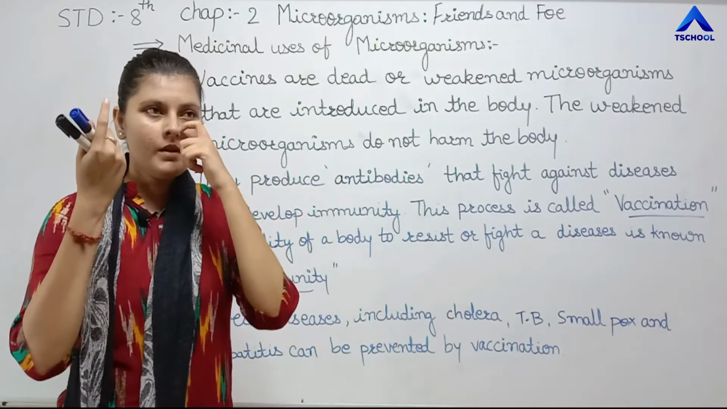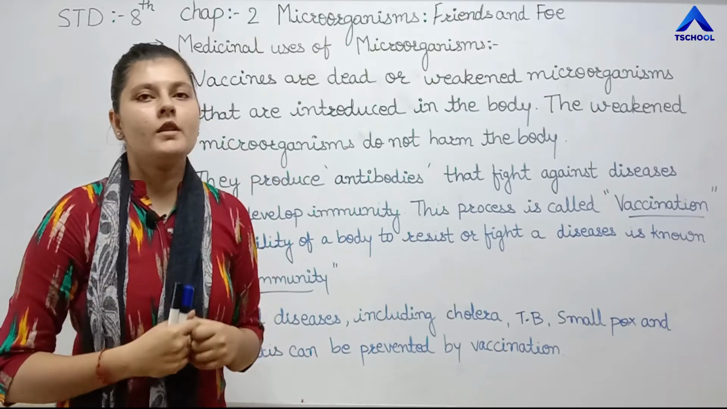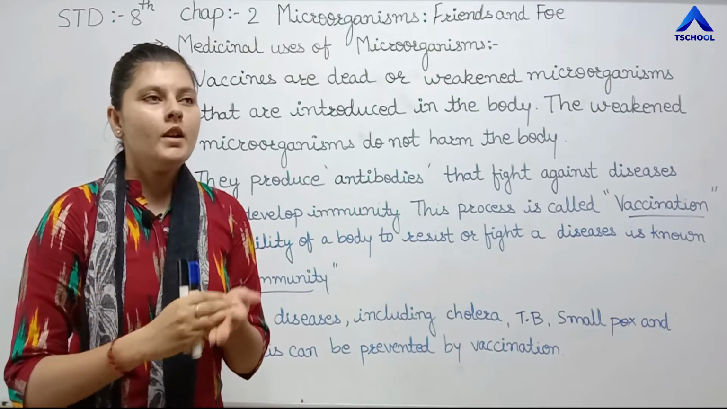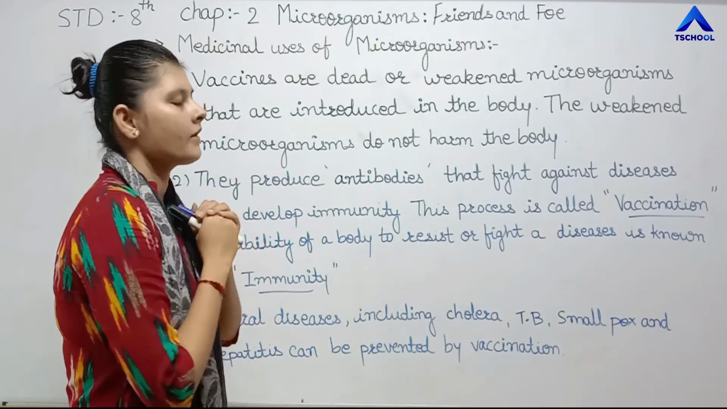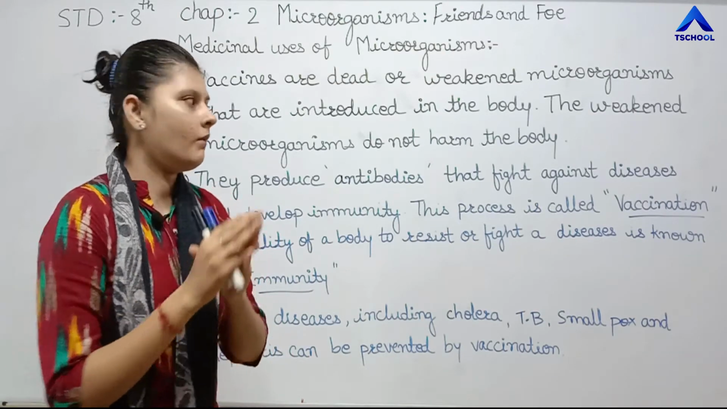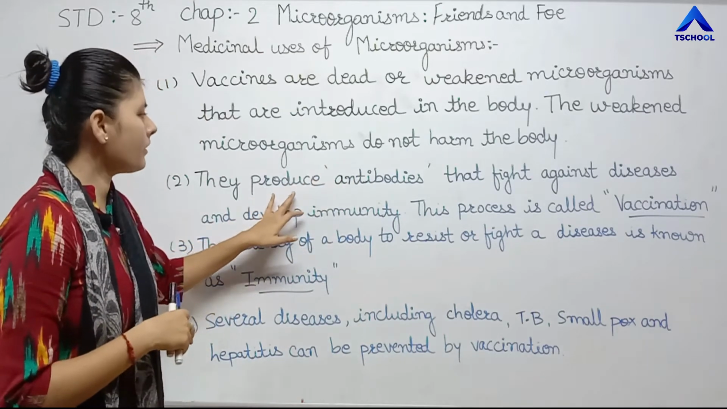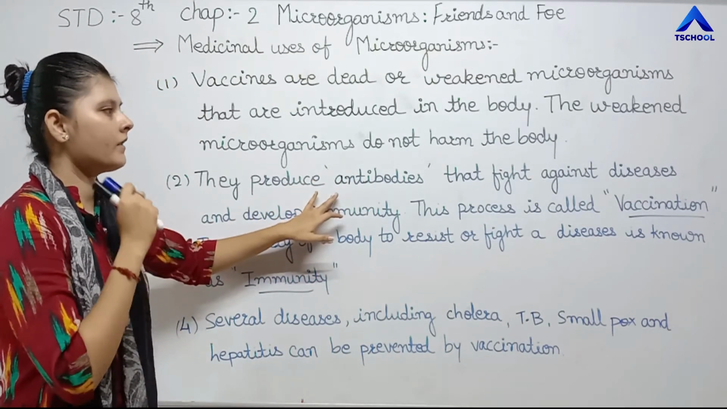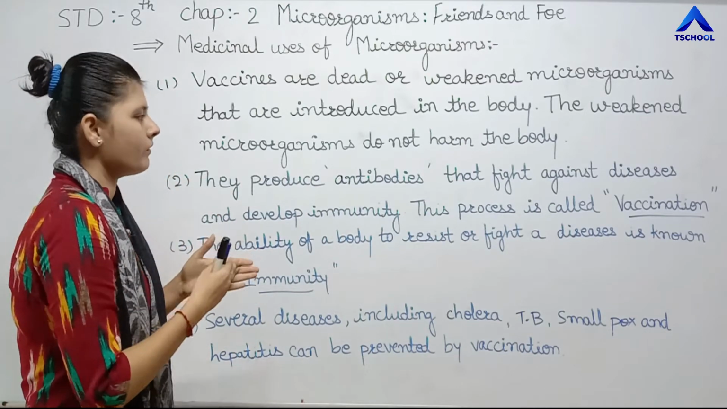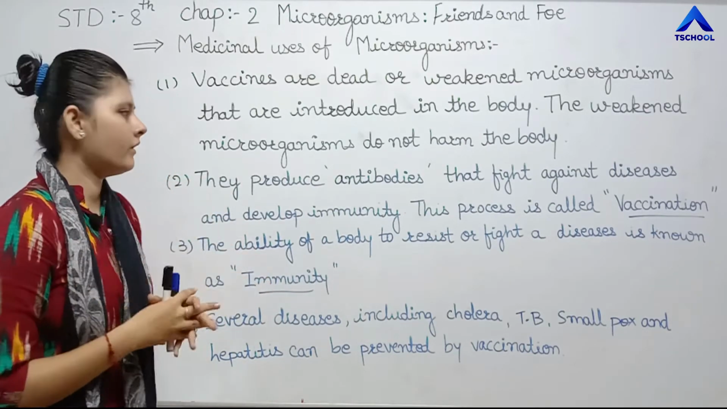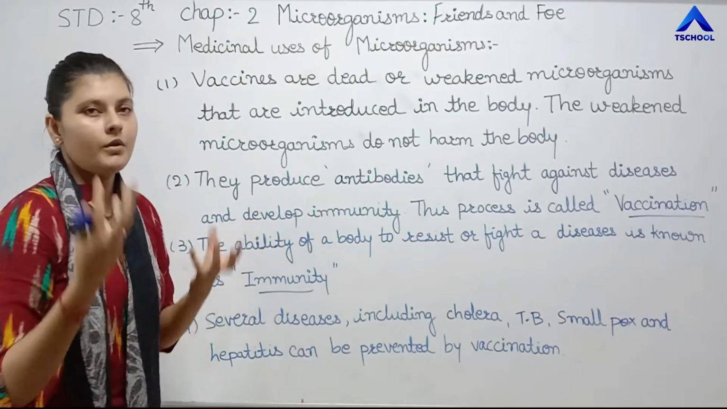तो फिर आपको ये भी क्वेश्चन होगा कि अगर आप ऐसे माइक्रोऑर्गेनिजम्स बॉडी में एंटर कराते हो तो वो तो हार्म करेंगे. But it is dead or weak microorganisms, so that's why it is not going to harm your body. वो आपकी बॉडी को कोई हार्म नहीं पहुंचाने वाले. Next thing is they produce antibodies that fight against diseases. मतलब ये क्या कर रहे हैं? That they are going to produce the antibodies that are going to fight the disease and develop immunity. अब ये है कि इम्यूनिटी क्या है?